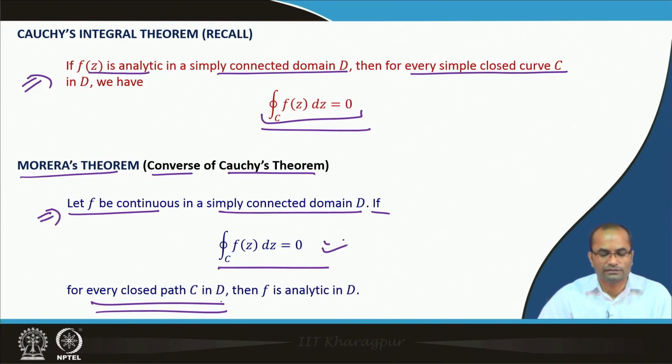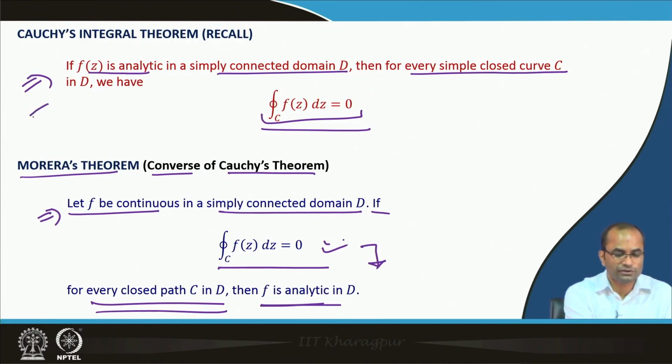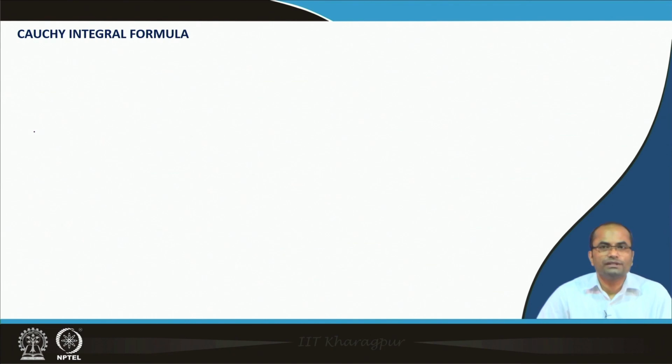So, that way this is a converse of Cauchy's theorem, because from the integral we are now telling that f is analytic in D, whereas in Cauchy theorem we say f is analytic, then this integral is 0 over any simple closed path C. This is just to mention that there is a converse of Cauchy theorem as well. So, we will move now to the Cauchy integral formula.